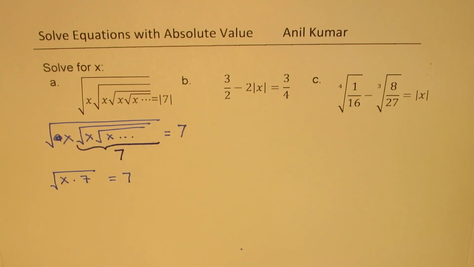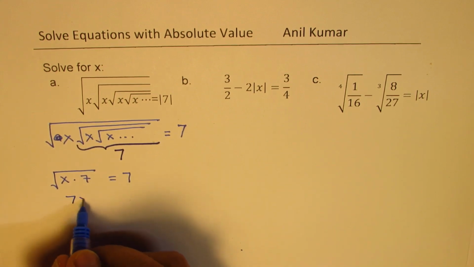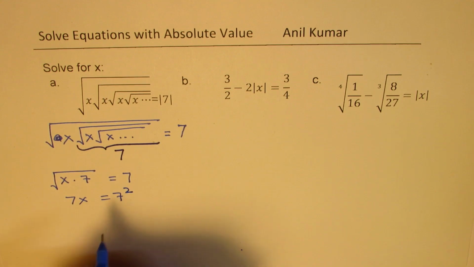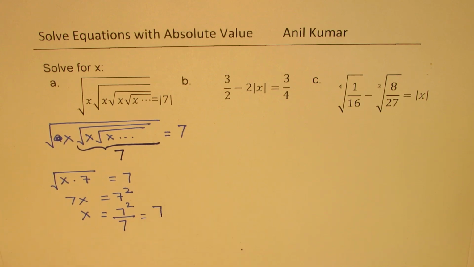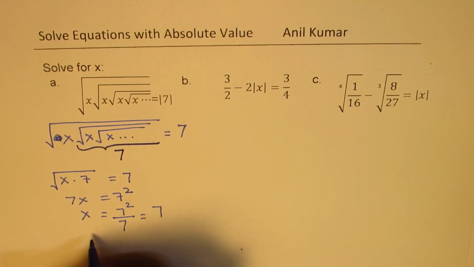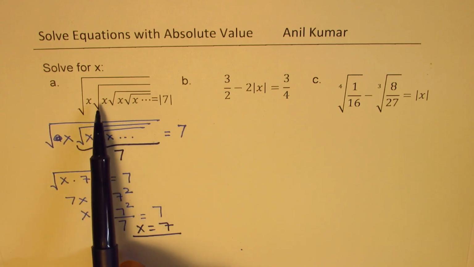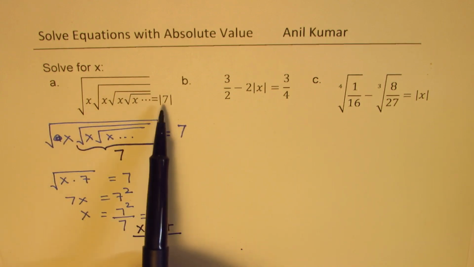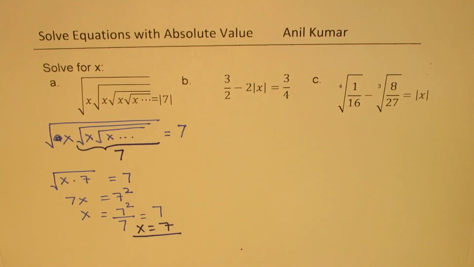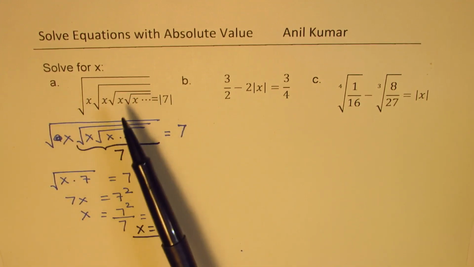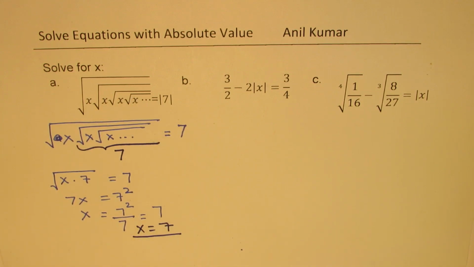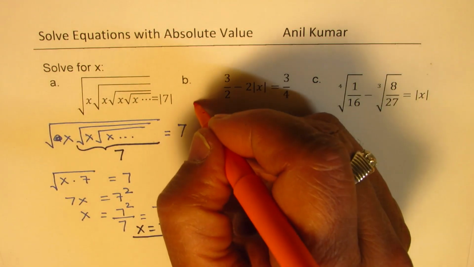So for this infinite series, we could do something like this. And now we can square both sides. So what we get here is 7x equals to 7 square. And then x is equals to 7 square divided by 7, which is 7. So we get our answer, which is x equals to 7. Correct? So in multiple choice questions, whenever you have this kind of a question, you can easily write down the answer. It is always equal to the value given to you. Perfect. So if I write any value y here, then the whole series will be y. X value will be y. Correct? So that is also a trick.